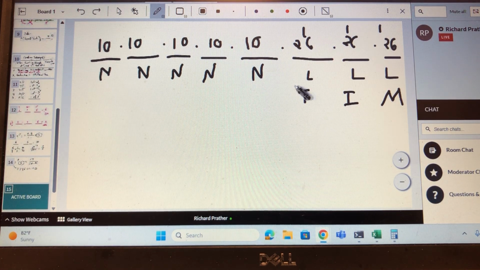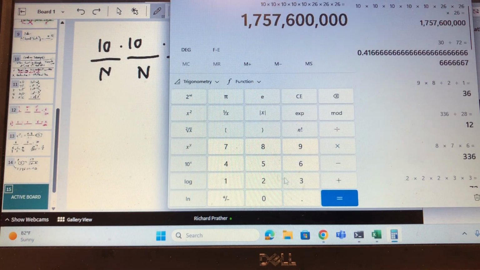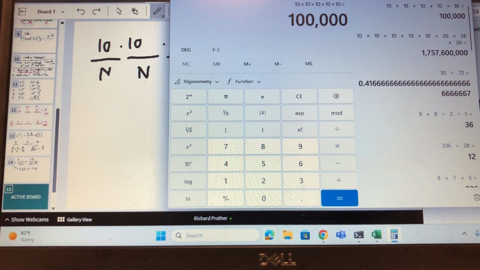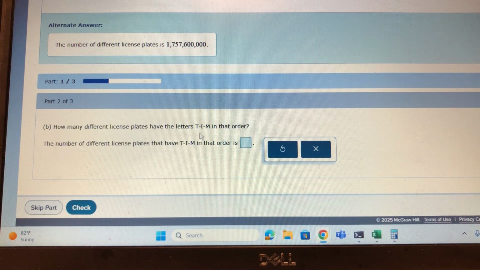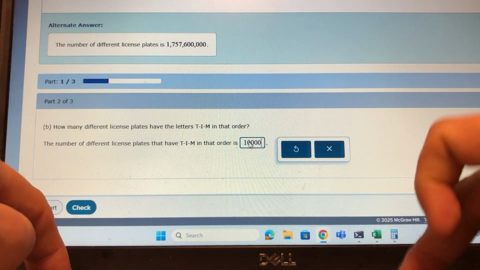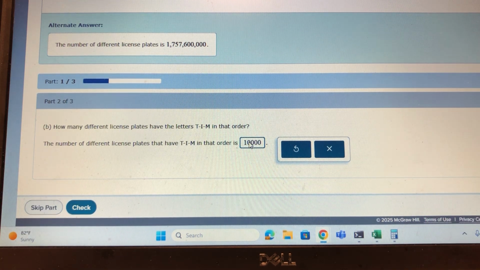So instead of getting to choose 1 of 26 letters, I only have a choice of 1 letter. I have to put the T there. So the ones aren't going to matter. It's literally 10 times 10 times 10 times 10 times 10, which is actually a 1 with 5 zeros on the end of it. It's 100,000, a 1 with 5 zeros. 1, 2, 3, 4, 5, yeah, 100,000.